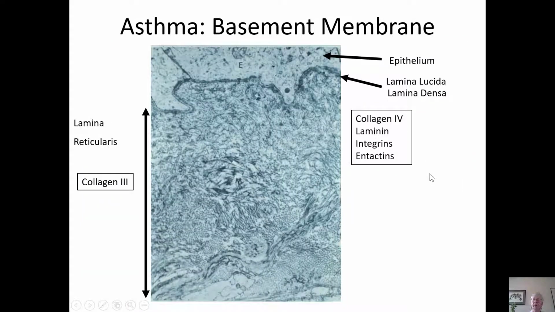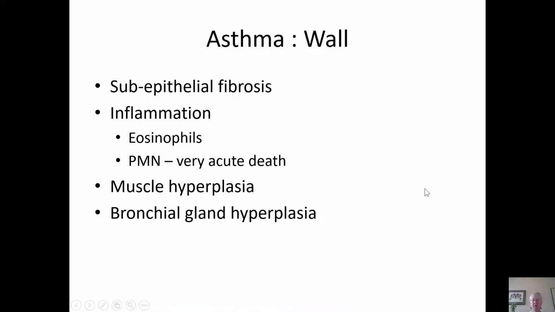The basement membrane is divided into three components. There is a lamina lucida, which is immediately underneath the epithelium, a lamina densa, which is composed of collagen 4, laminins, integrins, and entactins. The lamina reticularis is composed of collagen 3. It is the lamina reticularis which is thickened in a patient with asthma.